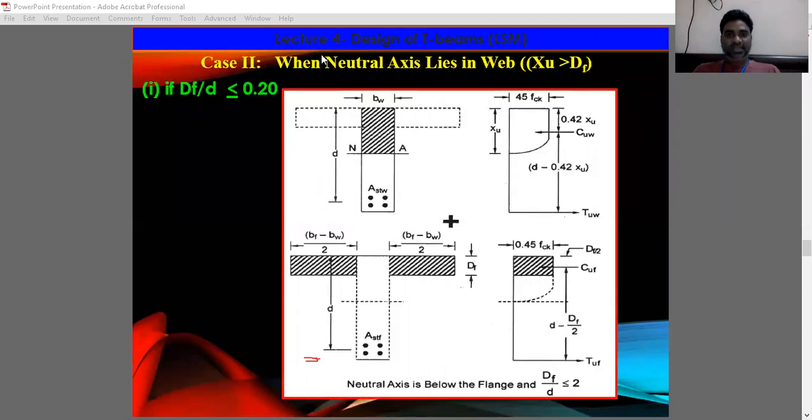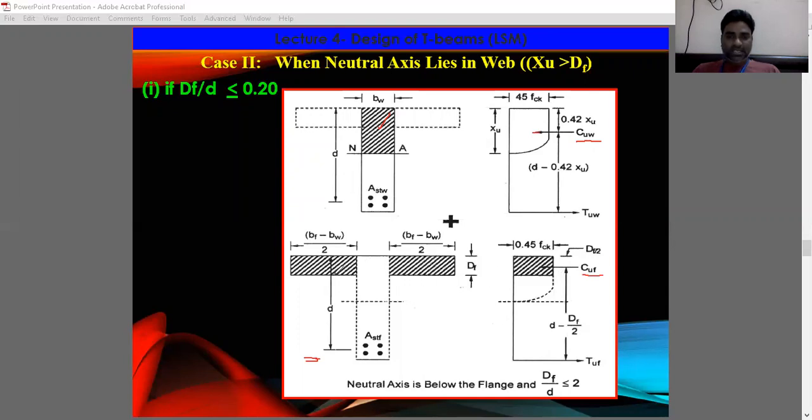See, similarly, in the same way we have divided here. The first case is only this case, where the compressive force is taken by the rectangular portion, and this is the stress diagram. The maximum is 0.45 fck, and this is the point of action of the force for this case, right? And the lever arm is d minus 0.42 Xu, and this is Xu. The force Cuw is nothing but the compressive force taken by the web, and Cuf is nothing but the compressive force taken by the flanges.